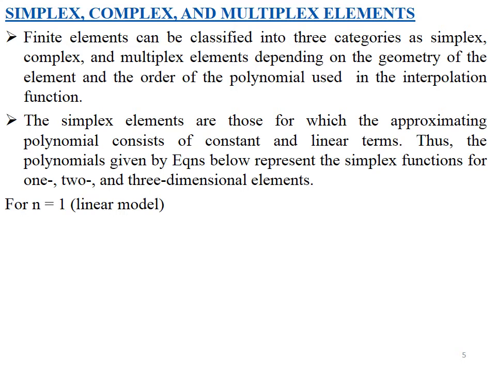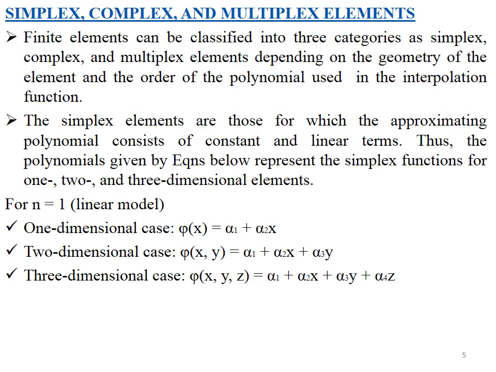For n equal to 1, there is a linear model. For the one-dimensional case, phi of x is equal to alpha 1 plus alpha 2x, or a1 plus a2x. For the two-dimensional case, phi of x comma y equals alpha 1 plus alpha 2x plus alpha 3y, or a1 plus a2x plus a3y. For the three-dimensional case, phi of x comma y comma z equals alpha 1 plus alpha 2x plus alpha 3y plus alpha 4z, or a1 plus a2x plus a3y plus a4z.